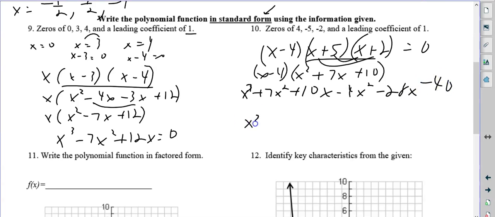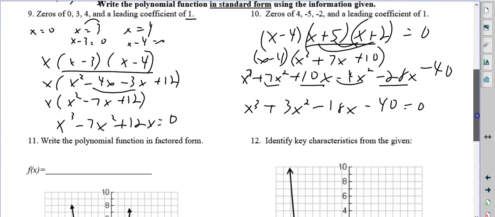The x cubed is by itself. 7x squared minus 4x squared is plus 3x squared. 10x minus 28x is negative 18x. And the minus 40 just tags along. And that's standard form right there. Okay.